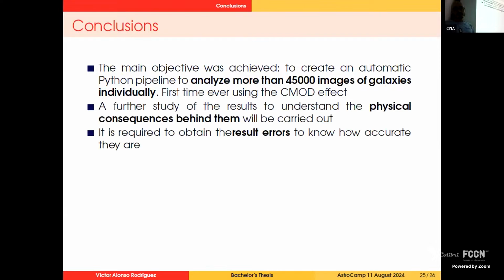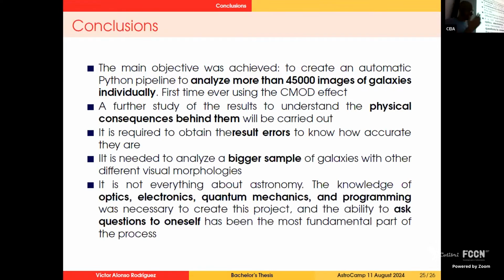So to summarize, the main goal was achieved because we created an automatic system that analyzes individually more than 45,000 images. That is a lot, and it's the first time that someone has done this with the azimuth effect. And we are trying to understand the physical consequences of everything I told you, the transition from one kind of galaxy to another kind of galaxy.